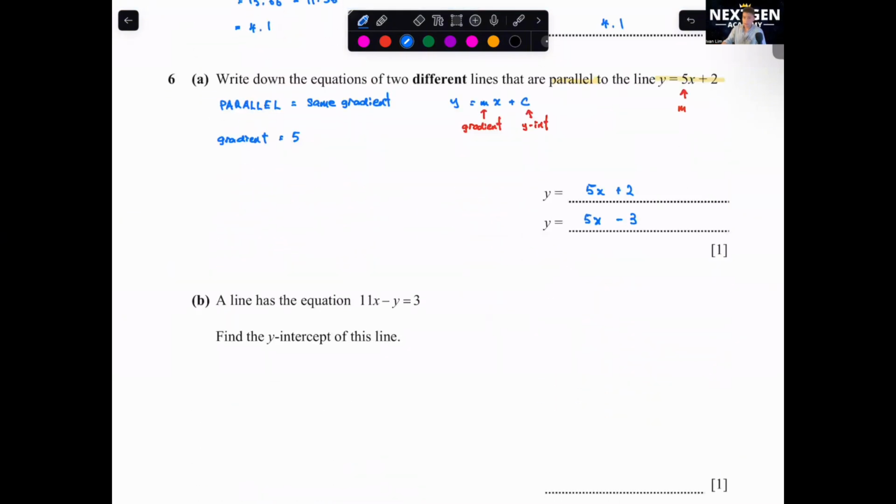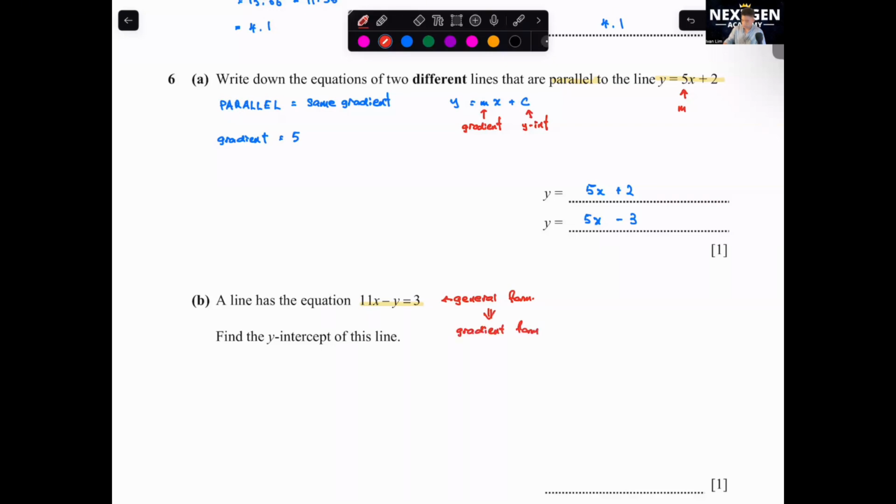Okay, 6b, a line has the equation 11x minus y equals 3. Find the y-intercept of this line. Normally this form, 11x minus y equals 3, is called a general form. General form of a straight line equation is not very useful because we cannot get any useful information from it. We just know that it is a straight line. So what we're going to do is convert this into gradient form.